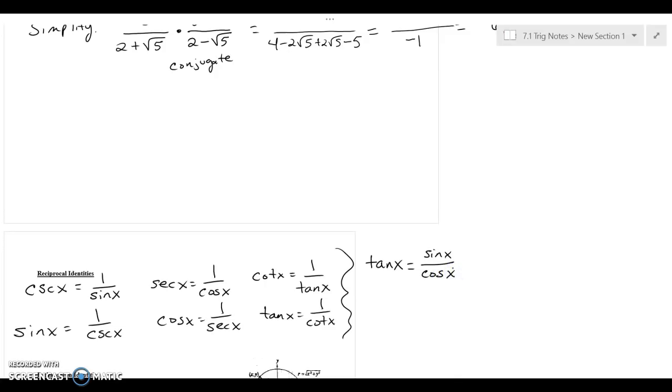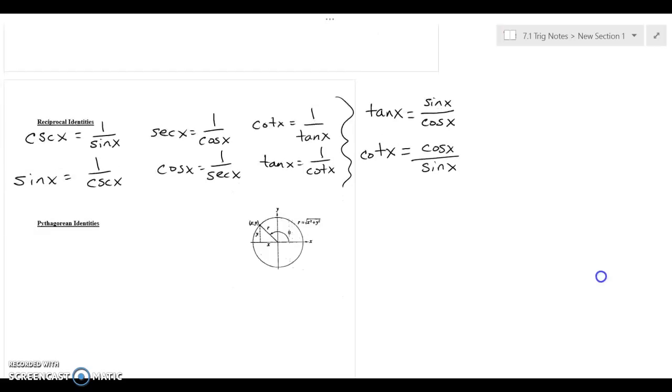And because of the reciprocal identities, we know that the tangent and the cotangent are reciprocals. So if that is true, the cotangent would equal the cosine of x over the sine of x. So those are the reciprocal identities. You need to know all of these. I will not give you these on a formula sheet.